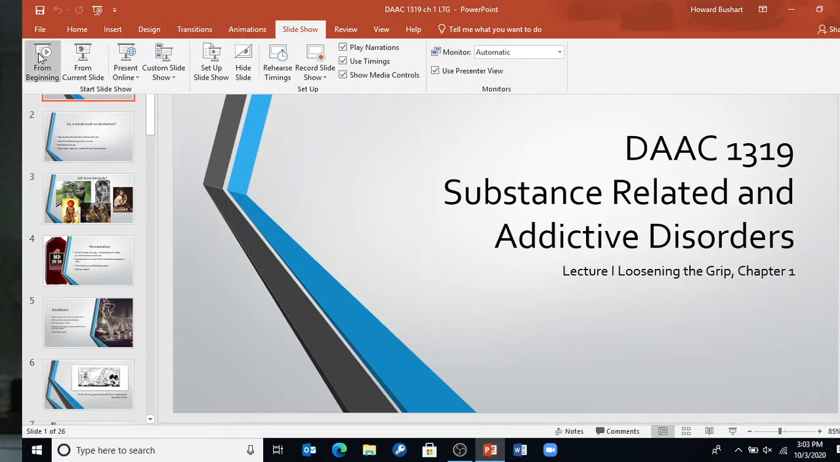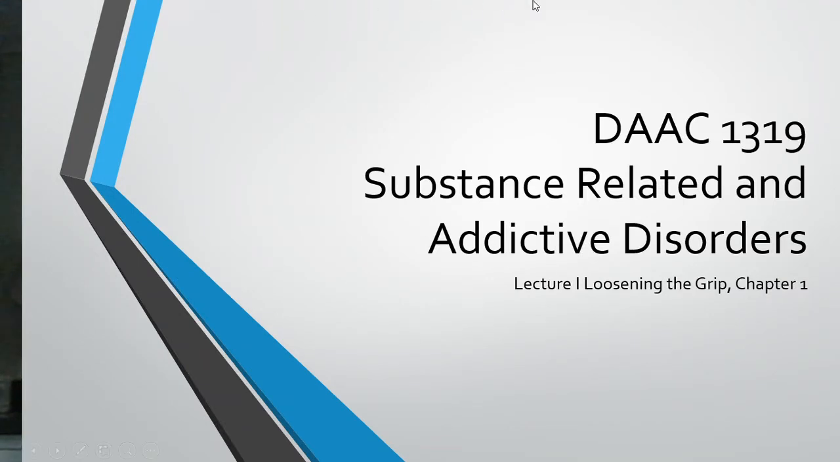Might as well go with a slideshow from the beginning, huh? This is, like I said, DAC 1319, Substance-Related and Addictive Disorders. Your textbook for this course is Loosening the Grip, one of them. This is a very good book, has tons of information about substance use disorders, alcohol disorders in particular. It's a book about alcohol. So let's jump right in.